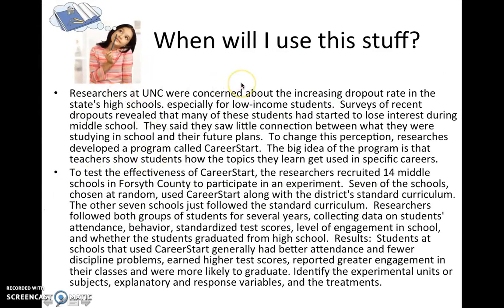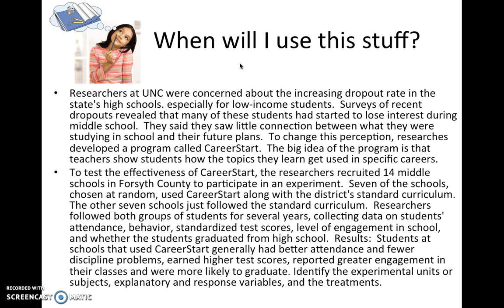So when are you going to use this stuff? So researchers at UNC were concerned about increasing dropout rates of their state's high school students, especially for low-income students. And so they took surveys of people that recently dropped out. And what these surveys revealed was that students started to lose interest during middle school. They said they couldn't see a connection between what they were studying in school and what they wanted to do in the future. And so to change this perception, they developed a program called Career Start in North Carolina.